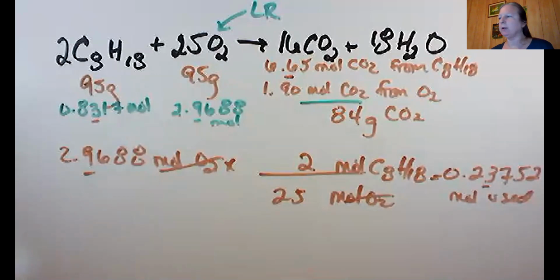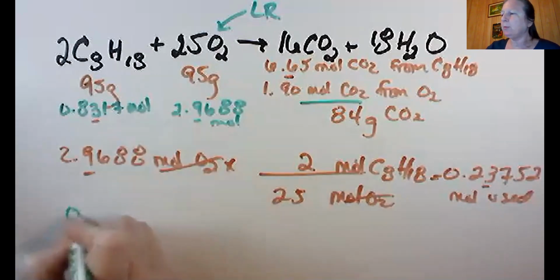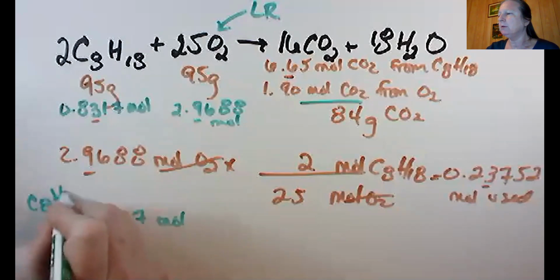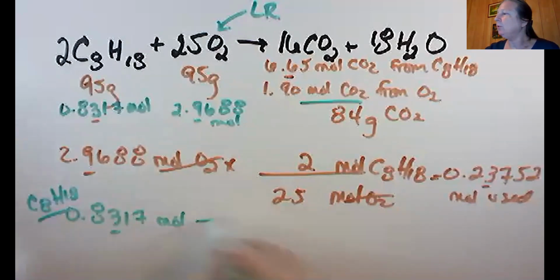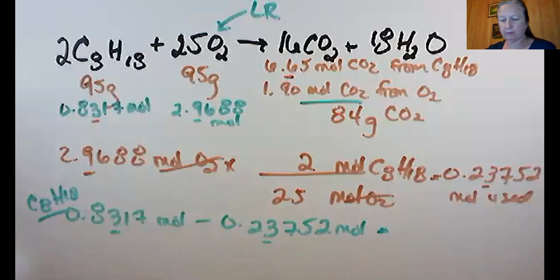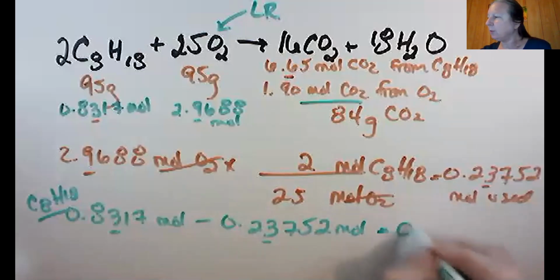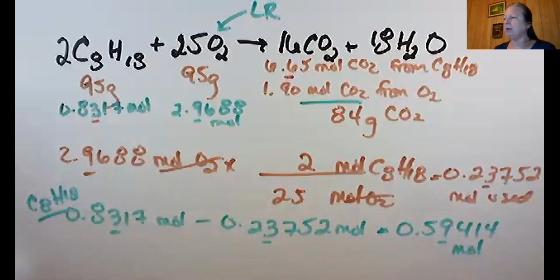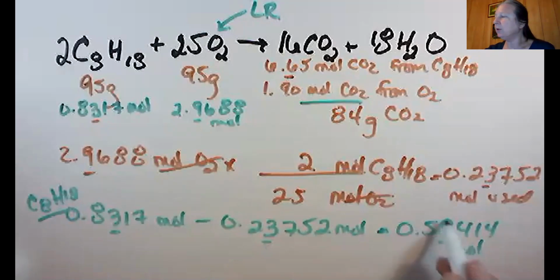Okay. So we started out with 0.8317 moles of octane, and you used up 0.23752 moles. What do we have left? You have 0.59414 moles left. Notice I'm underlining. This time it's placement. So this time it's the second digit. So if I stopped right here, my answer would be at the 9. So this is 2 sig figs still.